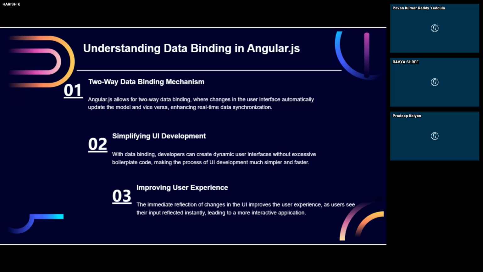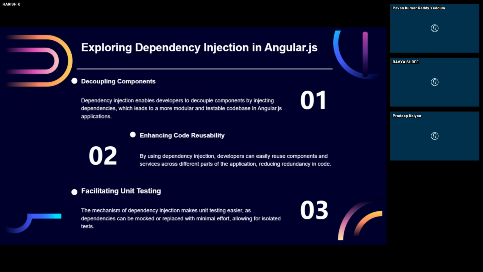Then simplifying the UI development. With data binding, the user can easily refresh the page and access up-to-date content. So this feature makes things much simpler and faster for the user. Then thirdly, improving the user experience. This enables applications like real-time web data processing and so on. The next one. Exploring dependency injection in AngularJS.